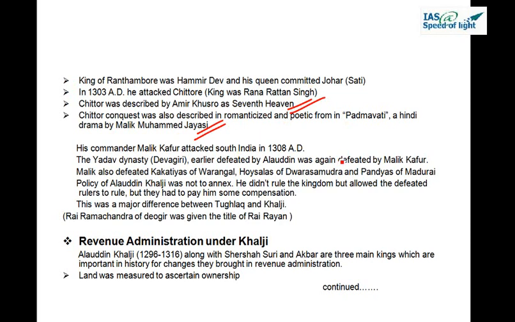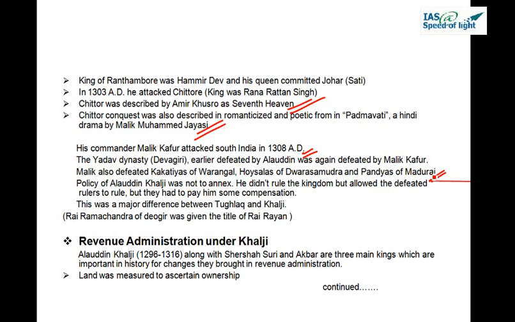His commander Malik Kafur attacked southern India in 1308 AD. The Yadava dynasty, that is Devgiri, earlier defeated by Alauddin, was again defeated by Malik Kafur. Malik Kafur also defeated the Kakatiyas of Warangal, the Hoysalas of Dwarasamudra, and Madurai. They didn't annex. They attacked and looted till the end of South India.